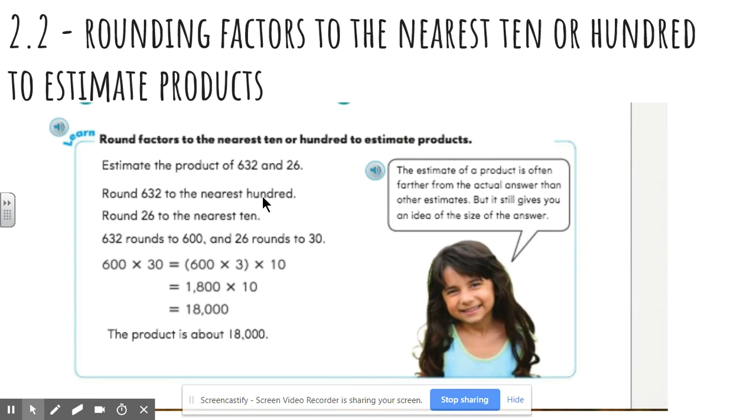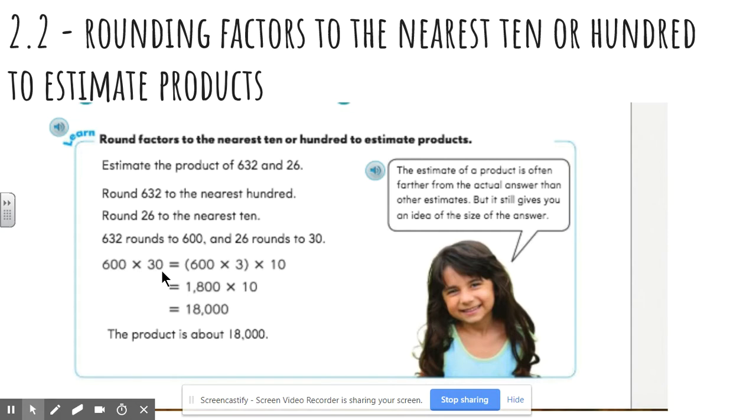Now, anytime we do this method, you will always take the largest place to round to. So 632, the largest place value is in the hundreds place, and the largest in the 26 is in the tens place. So you'll round the 632 to 600 and the 26 to 30.